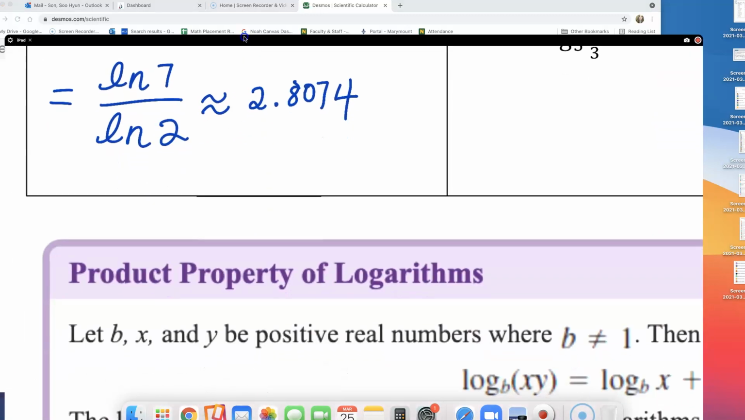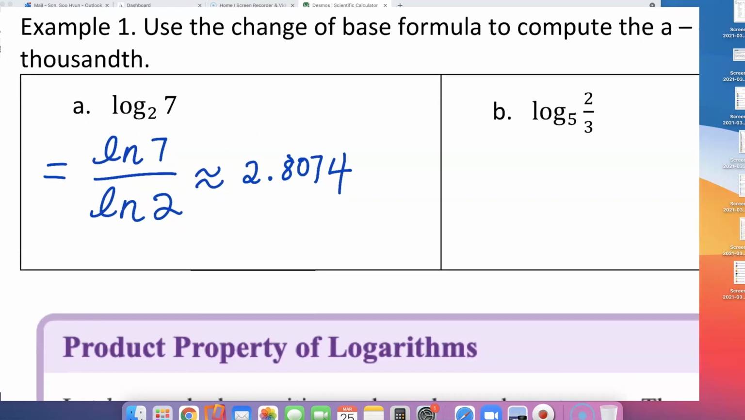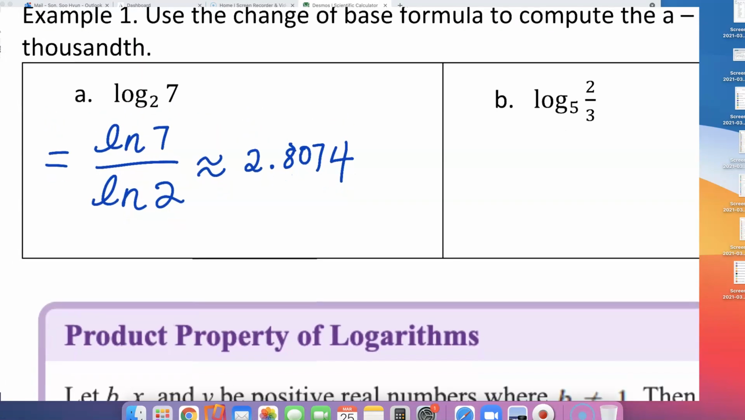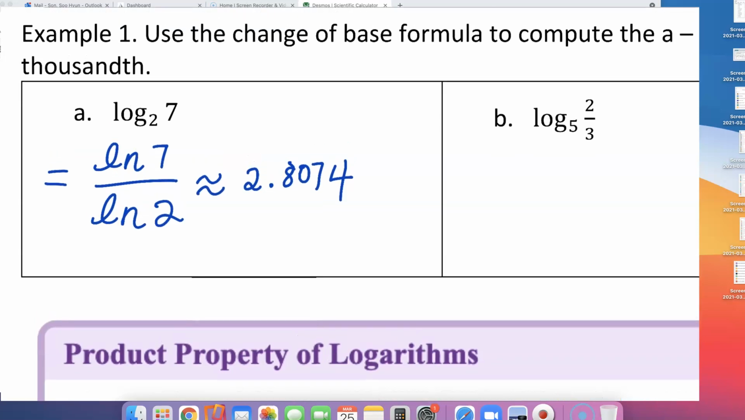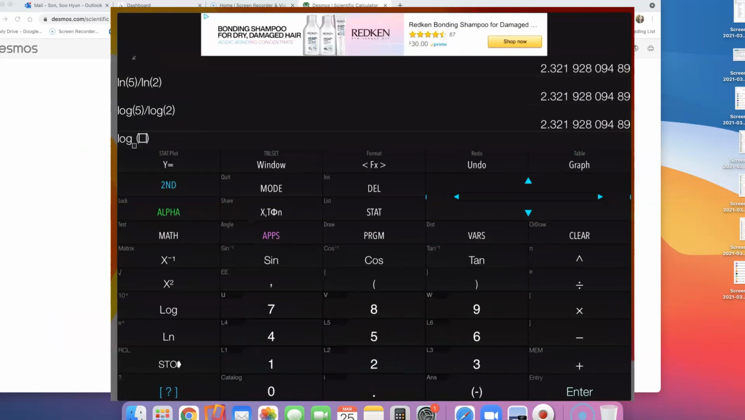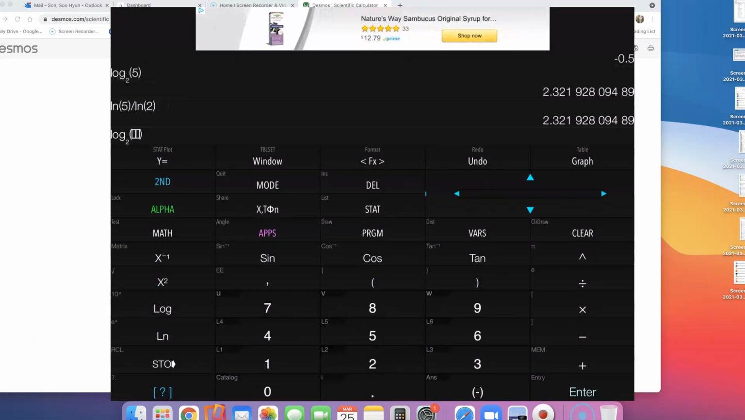Let me go back up here. I want to check and see if this answer is correct. I have both a scientific and a graphing calculator, which lets me enter log base 2 of 7. So I'm going to check my answer. Over here, I type in log base 2 of 7, and the decimal comes out to be 2.807.